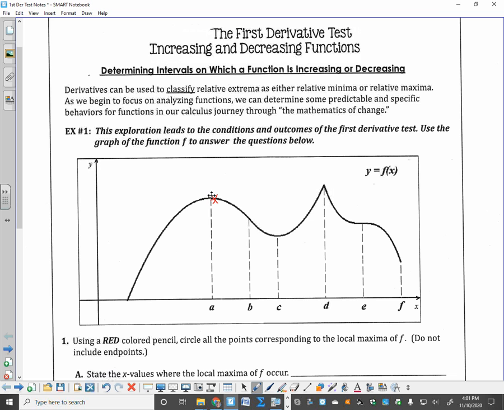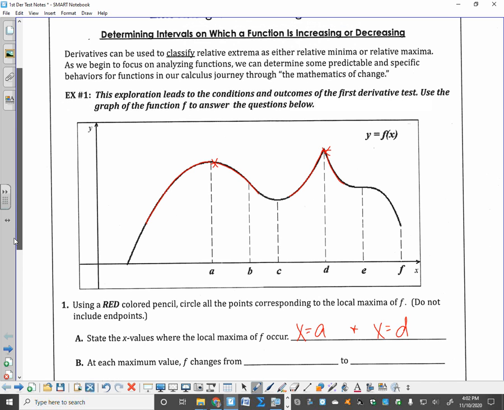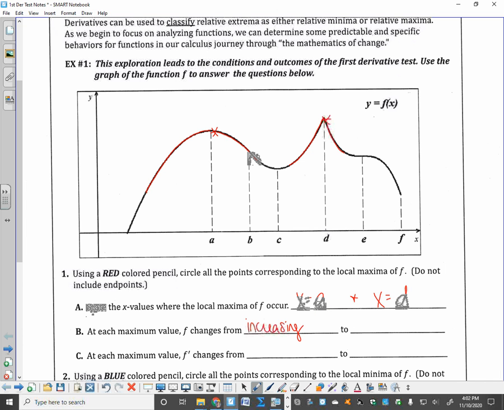And that would be here and here. So those x values would be a and d. I would write x equals a and x equals d. At each max value, f changes from, okay, so at both of these max values, the original function is changing from increasing to decreasing, because it's increasing into the max and then it's decreasing coming out. Increasing into the max, decreasing coming out. So changing from increasing to decreasing.